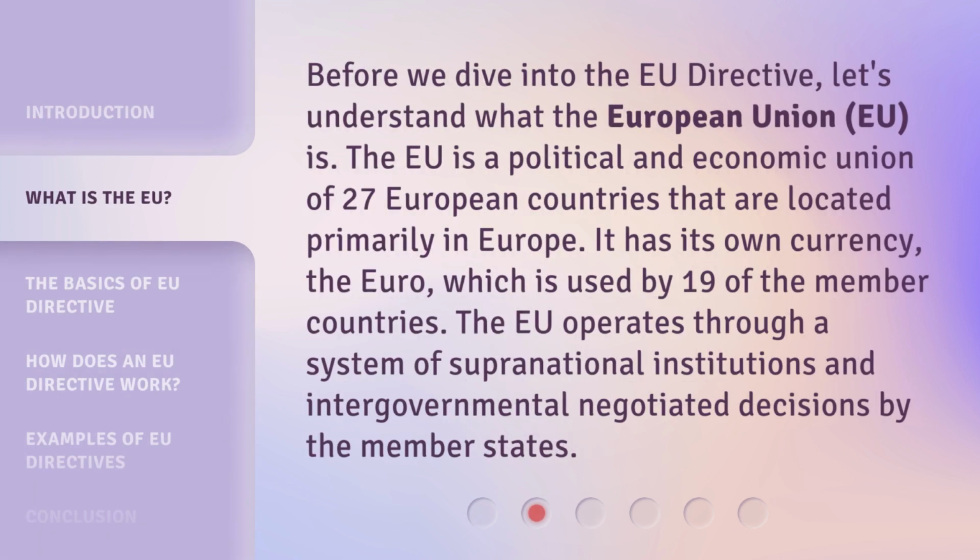Before we dive into the EU directive, let's understand what the European Union, EU, is. The EU is a political and economic union of 27 European countries that are located primarily in Europe. It has its own currency, the euro, which is used by 19 of the member countries. The EU operates through a system of supranational institutions and intergovernmental negotiated decisions by the member states.